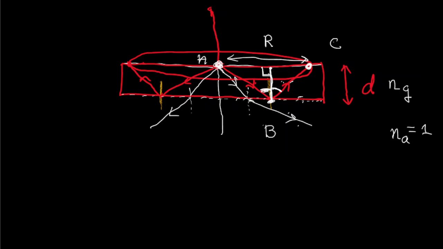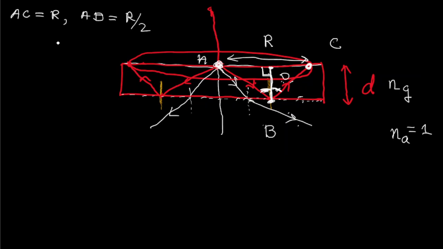And let's say this normal touches the top surface at a point D. Since this angle and this angle are equal, we can say that D is the midpoint between A and C. So if AC is R, then AD will be R by 2. AD will be R by 2.